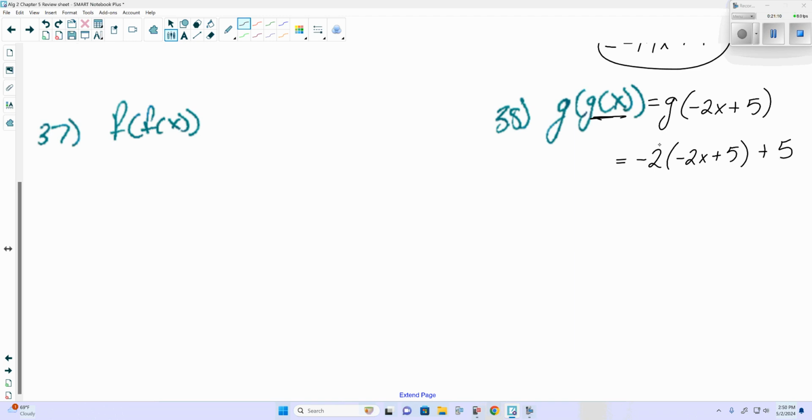Now at this point here, we're going to distribute the negative 2. Negative 2 times negative 2x is 4x. Negative 2 times 5 is negative 10, plus 5. Negative 10 plus 5 is negative 5. So we get 4x minus 5. Questions on this here?